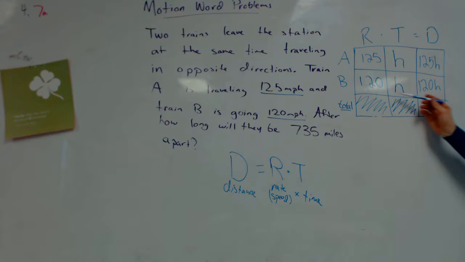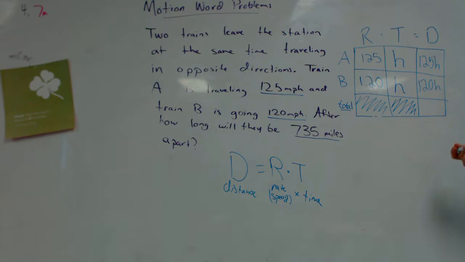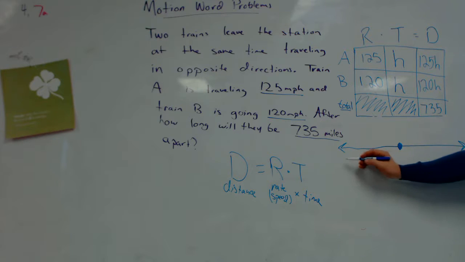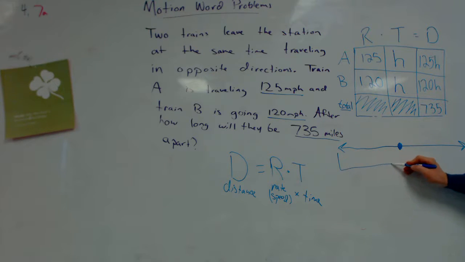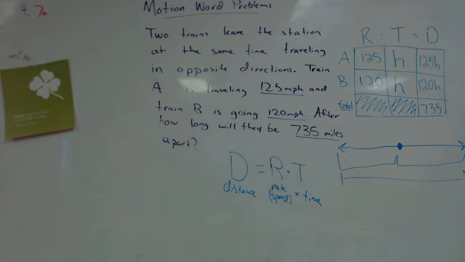And this is where the total box is important. I also know the total distance. I want their total distance apart to be 735 miles. Now let's think about what that means. Our trains started in the same spot, right? One of them went this way, and one of them went this way, opposite directions. So the total distance is this distance plus this distance, which is exactly how far apart the two trains are.